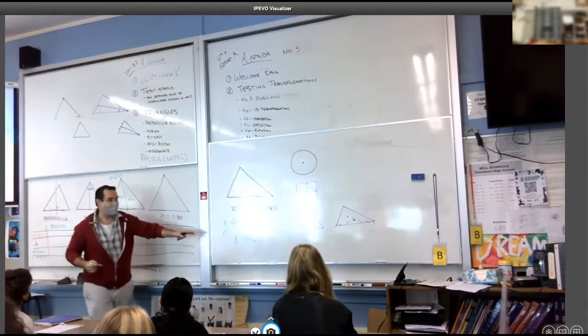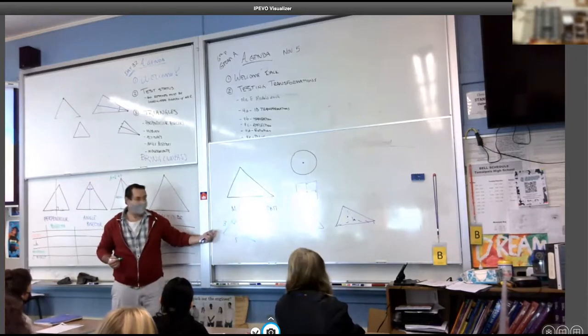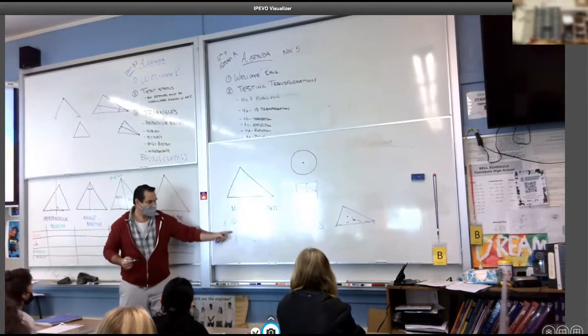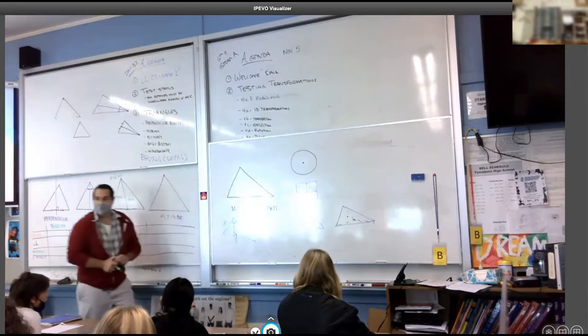I could use the 4 as the base. 4 times 3 is 12, divided by 2 is 6. It's still the same area. But if I wanted to use the 5, I'd need to find out what this height is, what's perpendicular to the 5. It always has to be perpendicular.